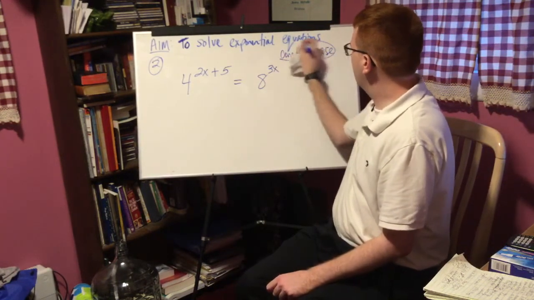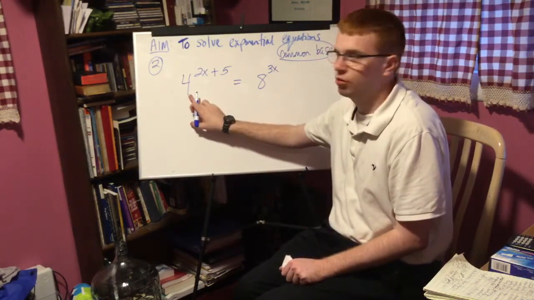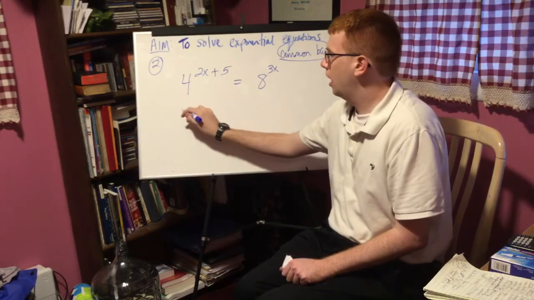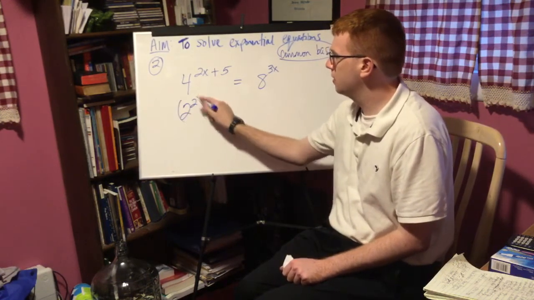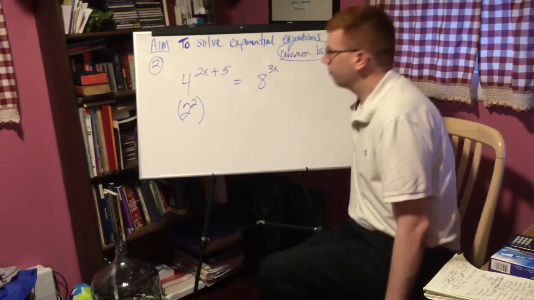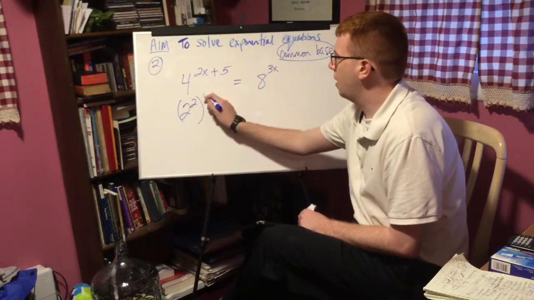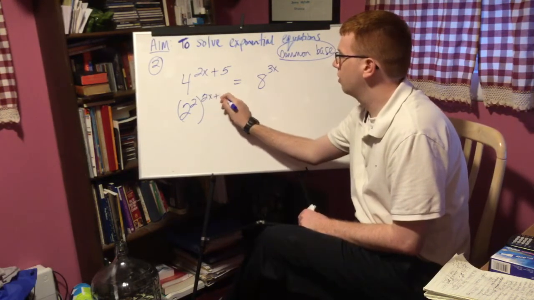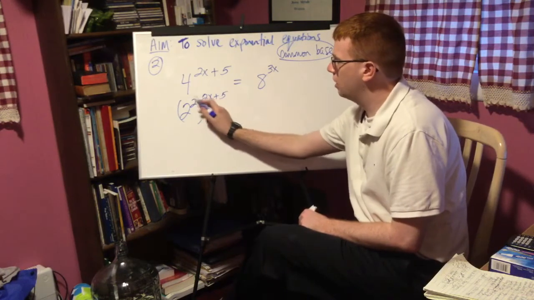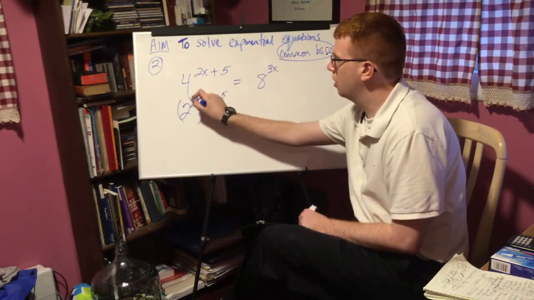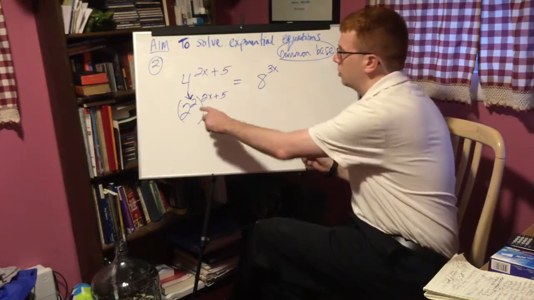And we need to think about utilizing a common base. I know that I could change 4 to be 2 squared, and I'm going to put that in parentheses. And that 4 is raised to that power, so I'm going to have to bring the power up here. I'm not going to confuse it with multiplication. I'm going to treat this as a power. All I did was make a substitution for 4, and I used 2 as the base, 2 squared.